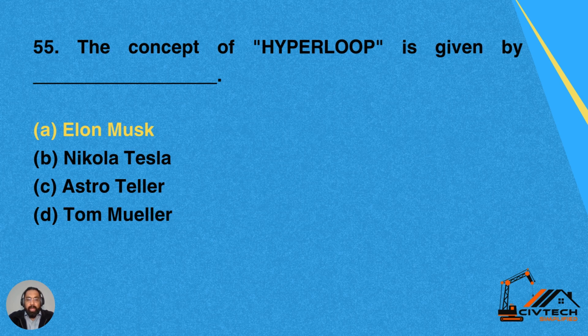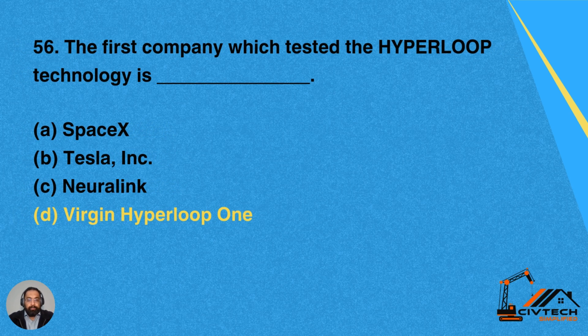Question 55. The concept of hyperloop is given by dash. Who gave the concept of hyperloop? Option A, Elon Musk. Option B, Nikola Tesla. Option C, Astro Teller. Option D, Tom Mueller. The concept of hyperloop was given by Elon Musk. A is the correct answer.